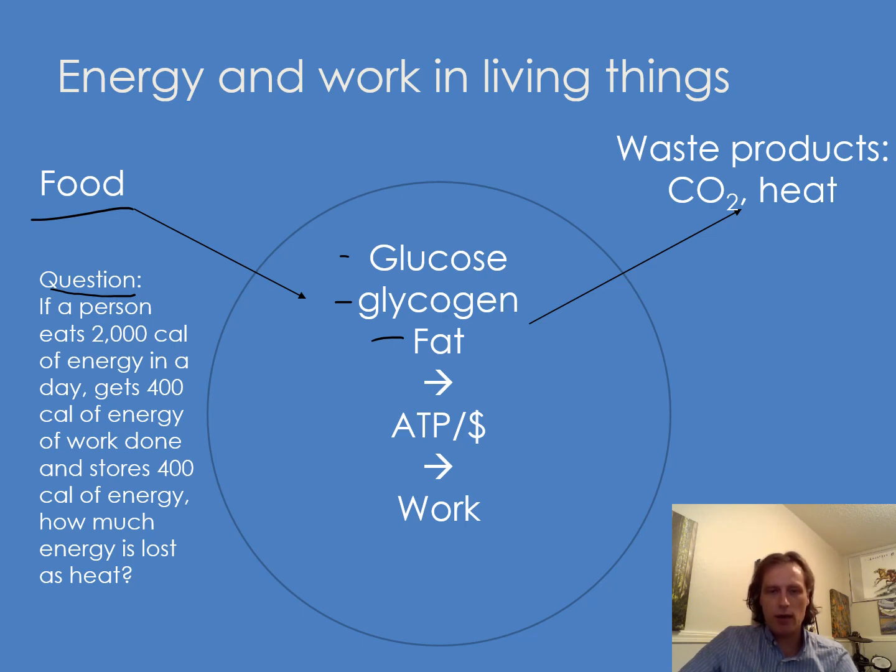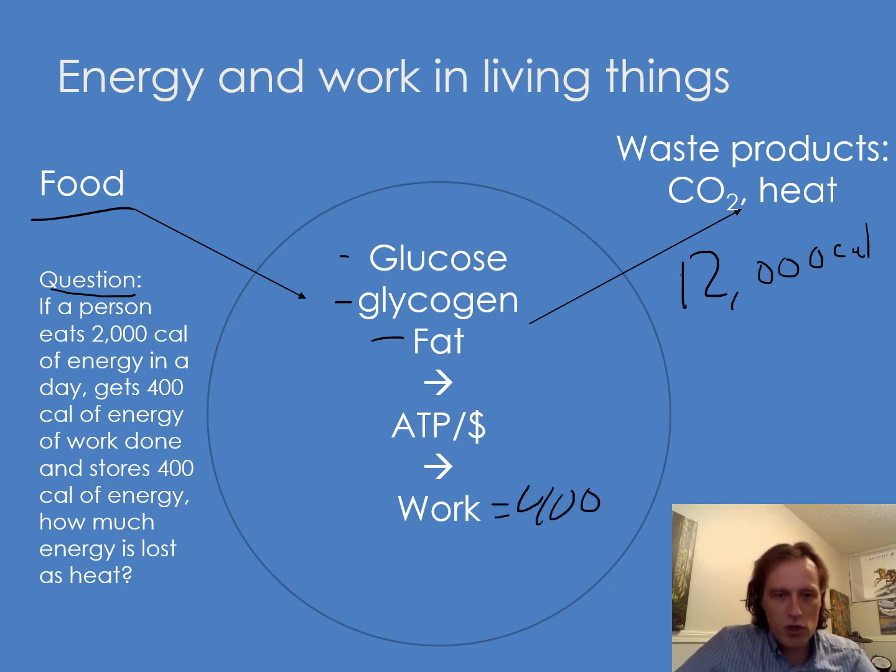Okay, if you have not paused it, I'll now give you the answer. The answer is 1,200 calories of heat would be produced, because I've already told you that work equals 400 calories. They have stored 400 calories of energy, perhaps as fat, we'll say, and the intake was 2,000. So 2,000 minus 400 minus 400, the remainder would be lost as heat.